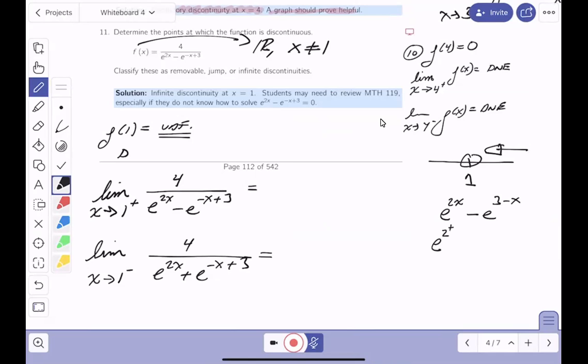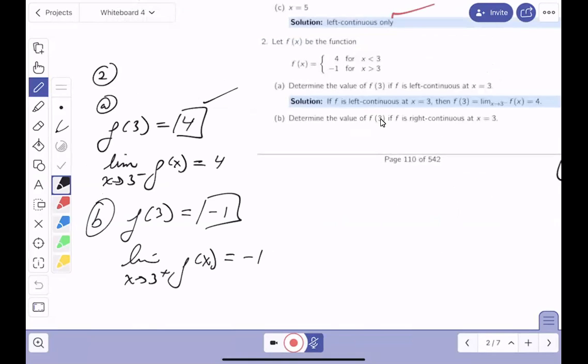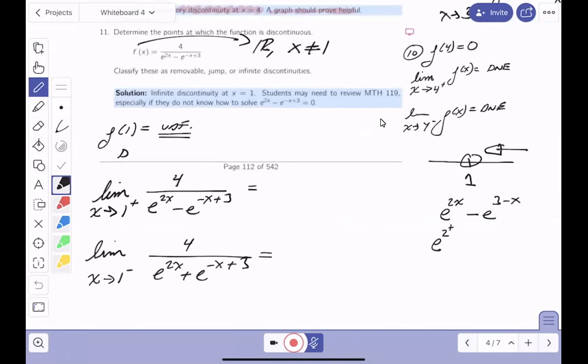Now, how do I know that? If I'm on the right side, the numbers are bigger than 1, and 2 times a number bigger than 1 is bigger than 2. And what do I get here? Minus, whoops. All right, sorry about that. Minus e, well, 3 minus 1 is 2. Right, would you agree with that?